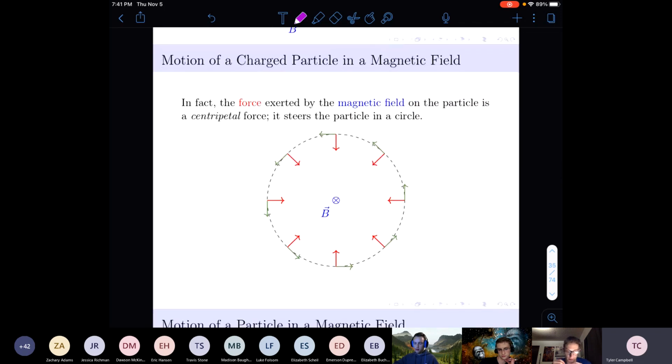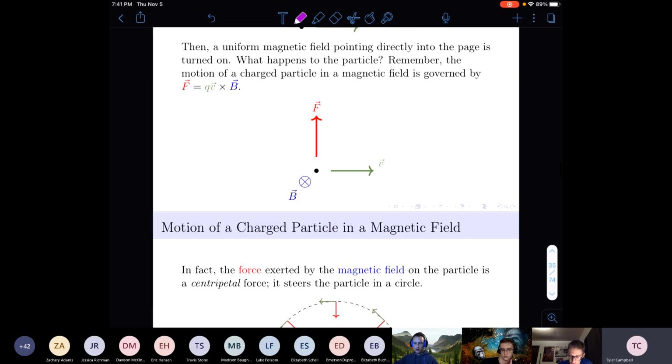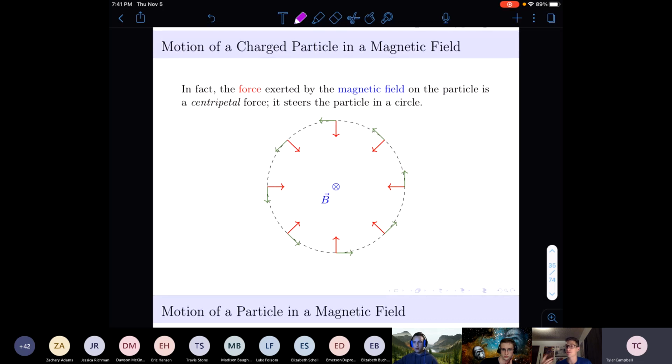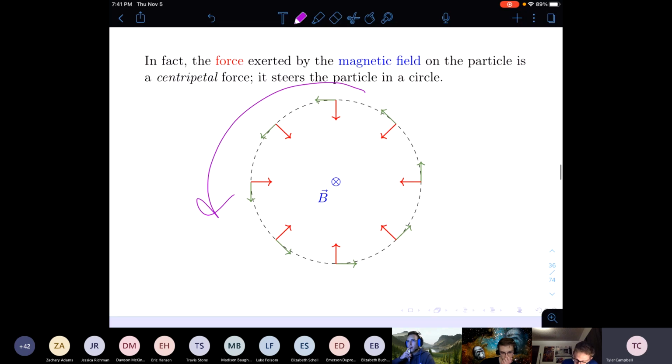Next slide, we have just a great representation of what this force actually ends up looking like. So by nature, the force exerted by a magnetic field on the particle that we were just talking about up here is going to be of a centripetal nature, meaning that it steers the particle in a circle. This particle's path is bent by this magnetic field to form, like I said, that circle there, where these red vectors are our force and the green vectors are our velocity.